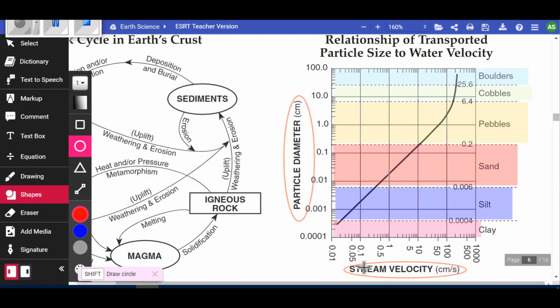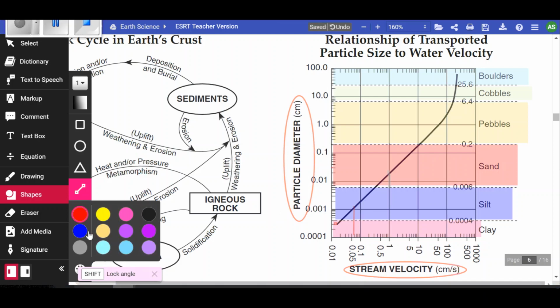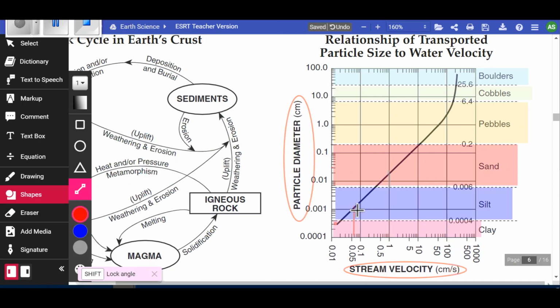So pay very close attention to what you're given to find the other one. You always have to ask yourself, what did they give me? What do they want? Then pay close attention to the scale that it's going by. Those are the 2 things you always make sure of once you're given something. If you're given stream velocity, you would start here and go up until you hit the line. And then once you hit that line, you would go over to find your size. If you're given the size, you just do the opposite.